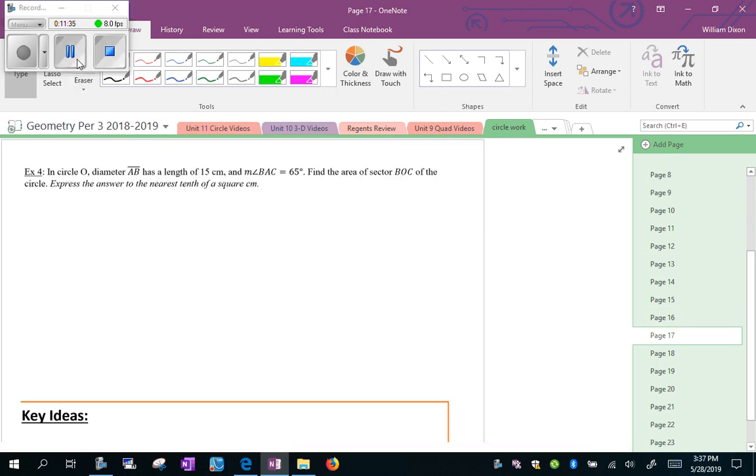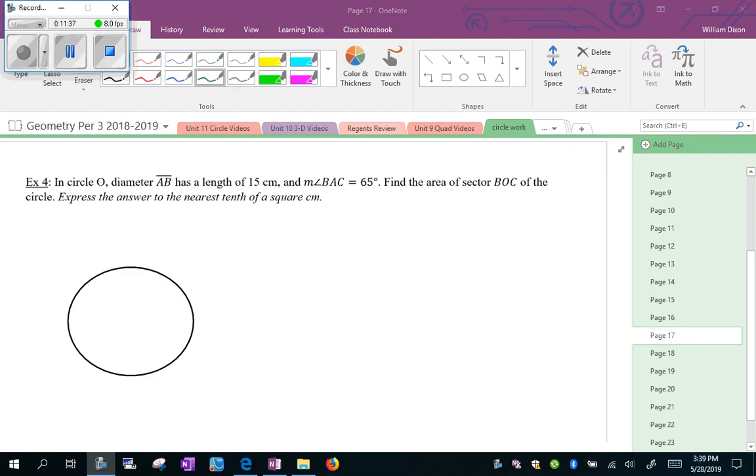Number 4 is a little different. So it says there, in circle O, diameter AB has a length of 15 centimeters. I'm going to highlight that. And the measure of angle BAC is 65 degrees. I think that's important. It says find the area of sector BOC of the circle. Okay, let's draw what we have here.